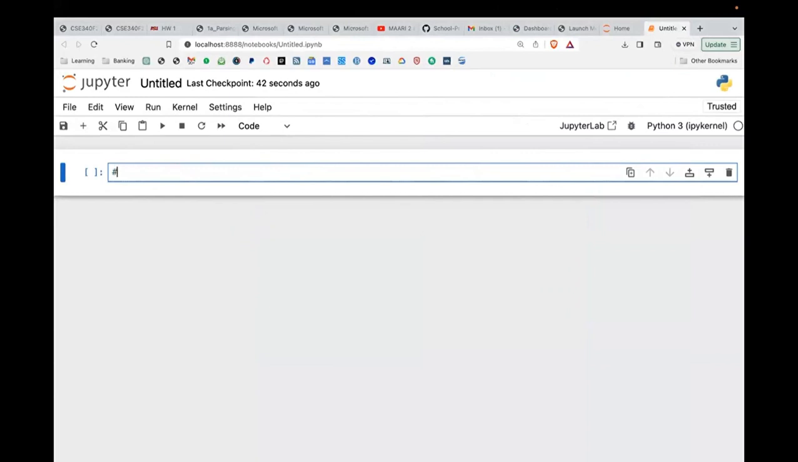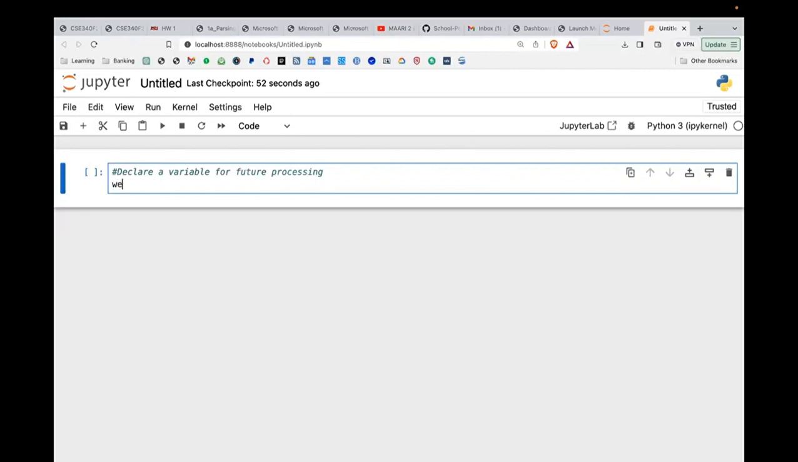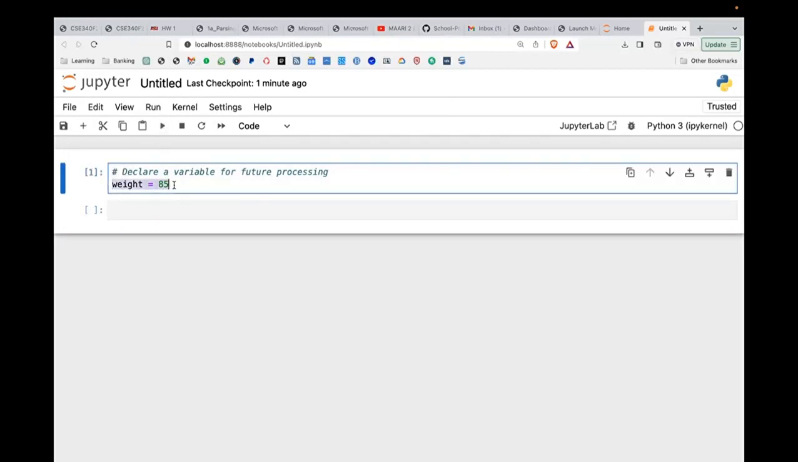I just wanted to declare a variable for future processing. Like my weight is 85 kg. So I declared a variable called weight in which I am saving this 85 value. So what exactly am I trying to do? I wrote a one line comment. A comment needs to be written with the hash symbol. This is the first learning for you. I just ran it and I declared the variable where I was storing the 85 value in the weight variable.